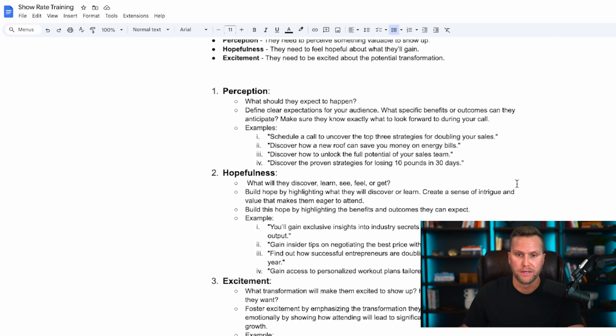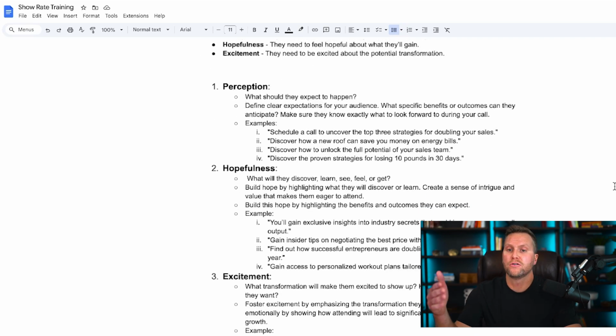So let's talk about hopefulness. What will they discover, learn, see, feel? What would they get from the call? Right? So what you want to do here, the thing to focus on, is to build hope by highlighting what they will then learn. What's the thing that they're going to take away from the call? And then create a sense of intrigue and value that makes them eager to attend the call.